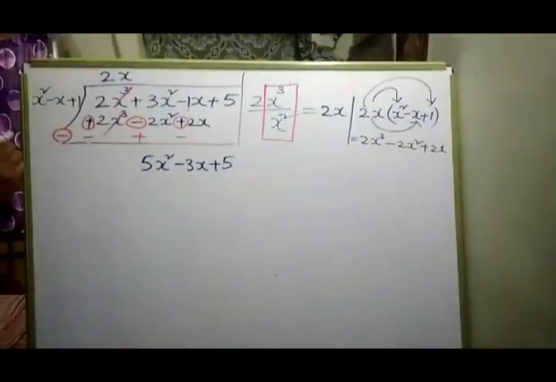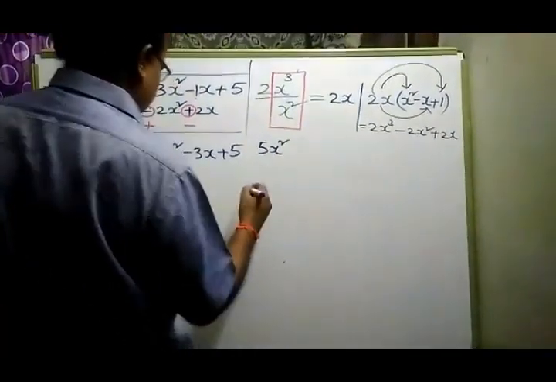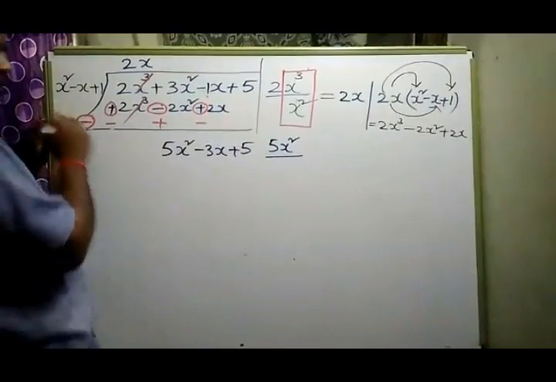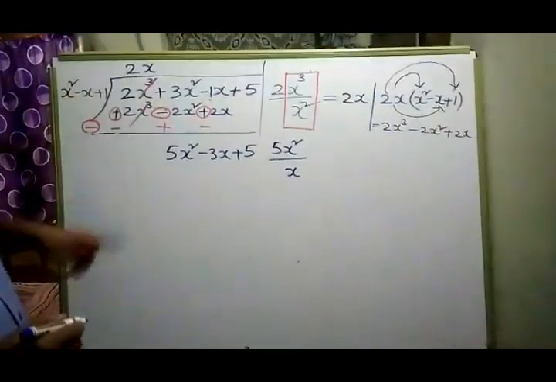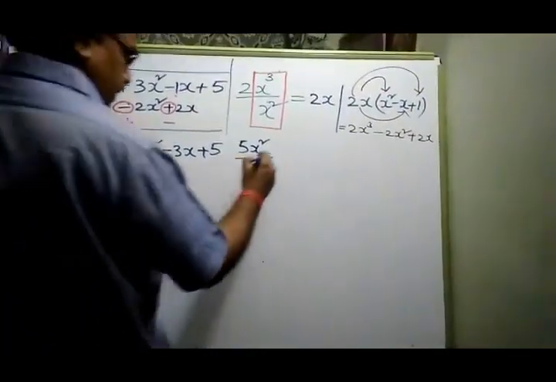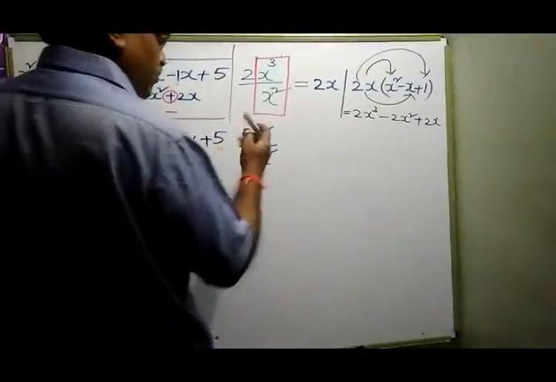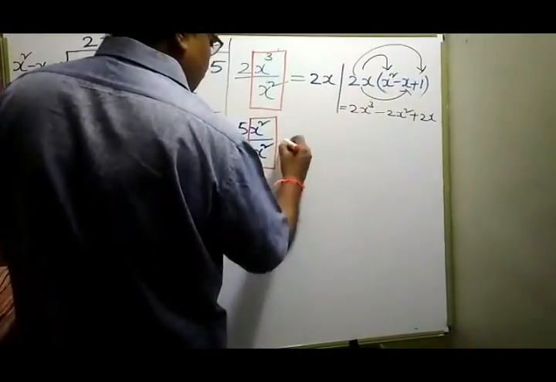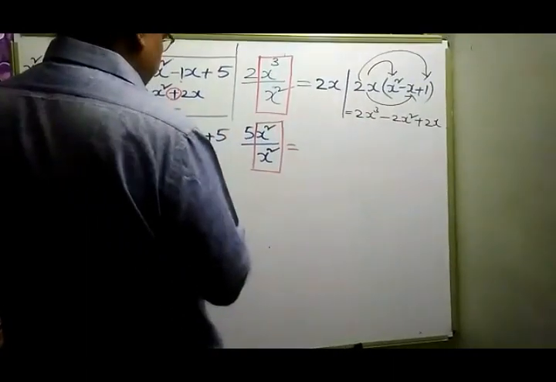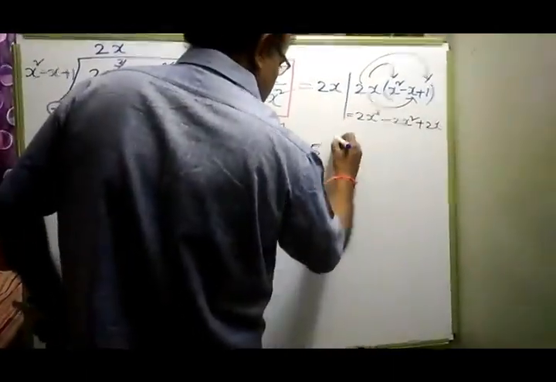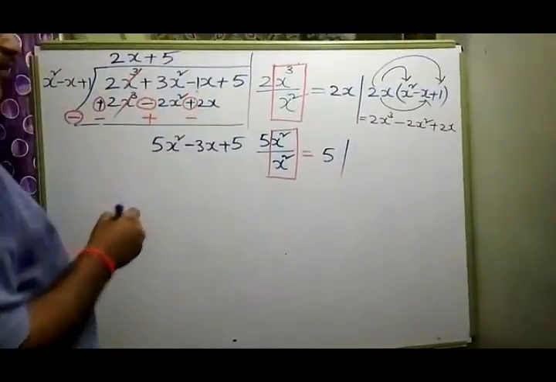Now, in this new dividend, what is the first term? 5x square. What is the first term in the divisor? x square. After simplification, 5x square by x square cancels and this is nothing but 5. So this is the partial quotient, plus 5. You write here 2x plus 5.